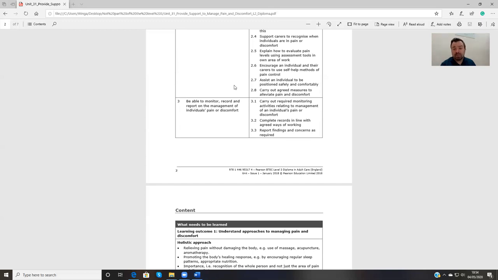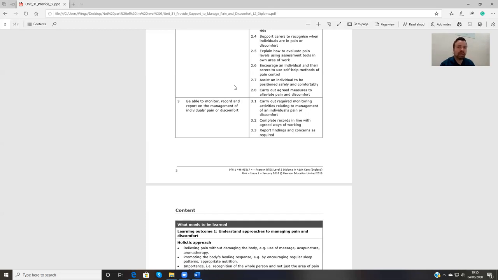3.1, about current required monitoring activities for individual pain and discomfort, we covered. 3.2 is to complete records in line with agreed ways of working. So agreed ways of working will be you'll complete your online records or your paper-based records. But it's really important that if you're given pain relief medication, we're checking the dates and the time it's given, because we don't want to overdose people, or allow them to become addicted or rely upon pain relief.